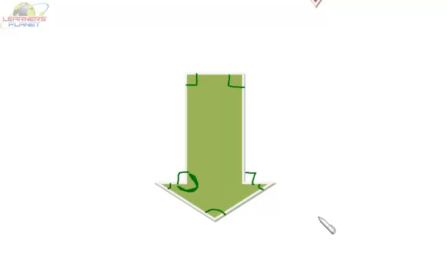Friends, we have discussed the basic terminologies in this session. In the next session, we'll be discussing more concepts of geometry.